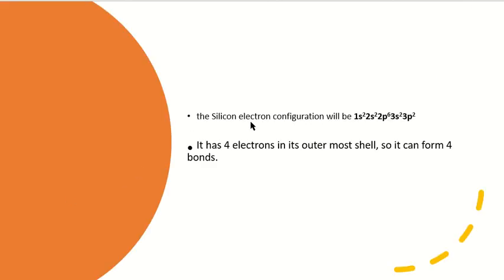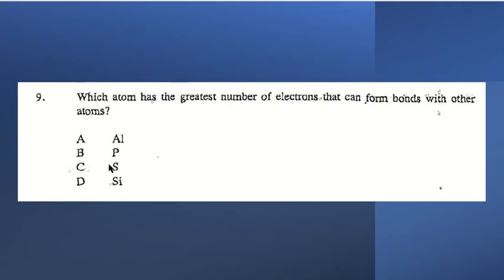The silicon electronic configuration will be 1s2 2s2 2p6 3s2 3p2. So its outermost shell has only 4 electrons, so it can form 4 bonds. So silicon can form 4 bonds. So which one can form the most bonds? Only the sulfur, because it can form 6 bonds. So this is the right answer.